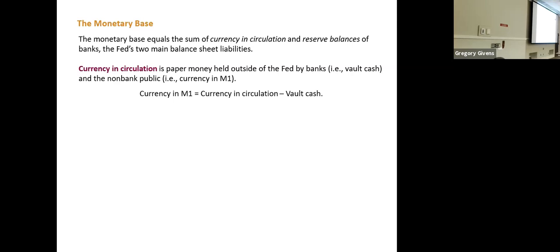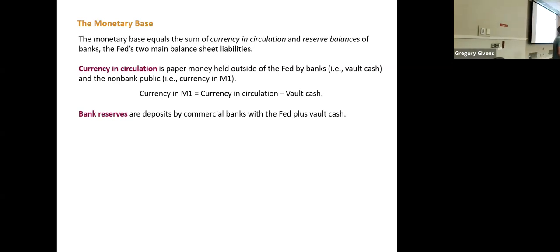I don't say this to try to confuse you, all right? The currency in M1 is just supposed to be those dollars that are readily usable by the private sector to buy goods and services with. All the cash that's piling up in bank vaults is not readily usable to buy goods and services with. So it's not actually part of M1, all right? So currency in M1 is currency in circulation, which includes vault cash, and then you have to subtract out the vault cash from it.